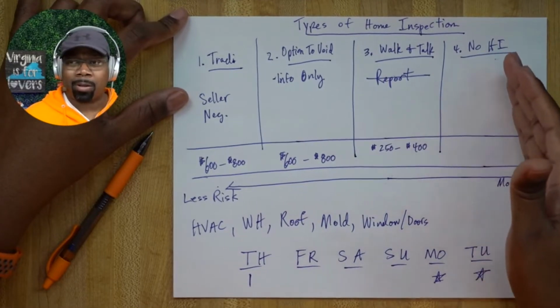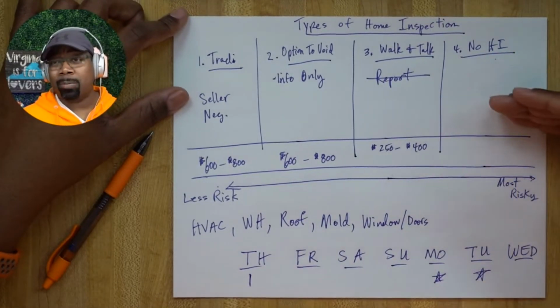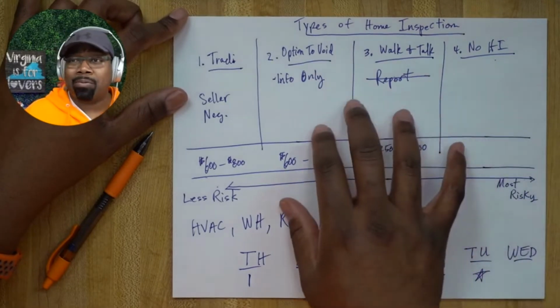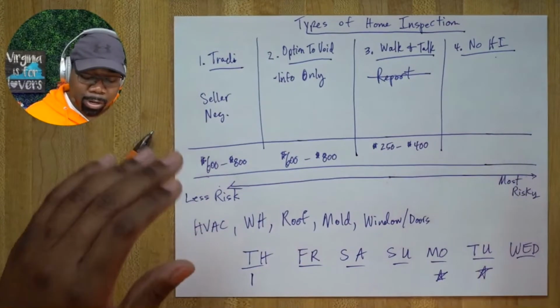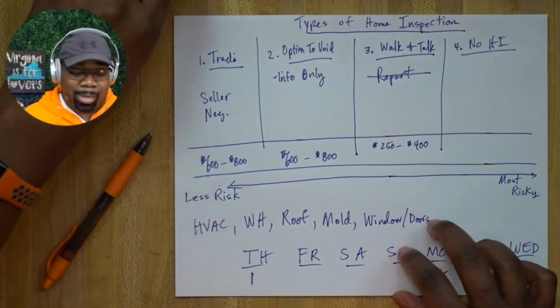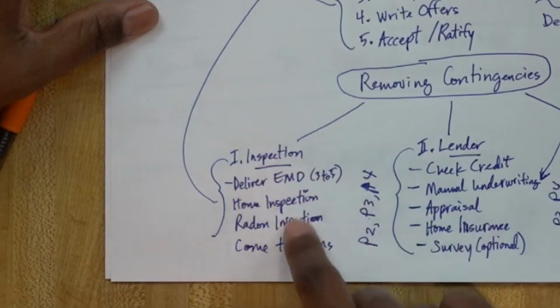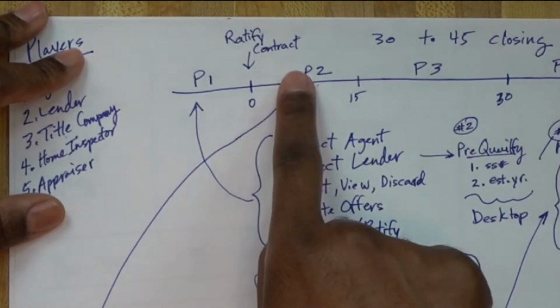That's one of the reasons why we don't recommend not doing a home inspection, because the home inspection is really your opportunity to really see the property for what it is, right? And for the systems that make up the property. So we'll never recommend you do that. And it is the most risky of all of the options. So that's the inspection phase, and that happens in phase 2.